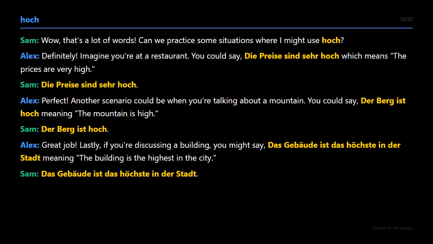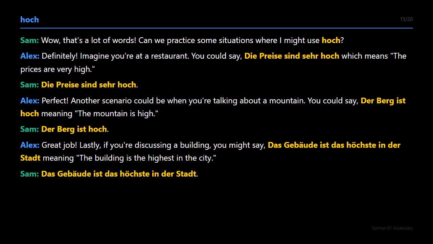Perfect. Another scenario could be when you're talking about a mountain. You could say, Der Berg ist hoch, meaning the mountain is high. Der Berg ist hoch.